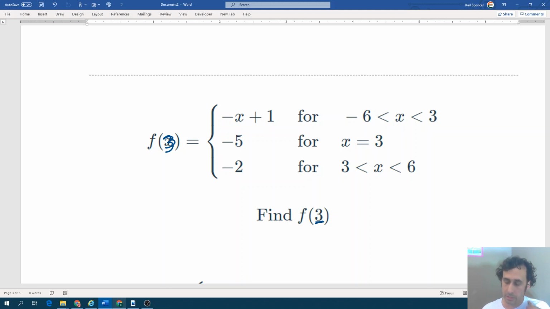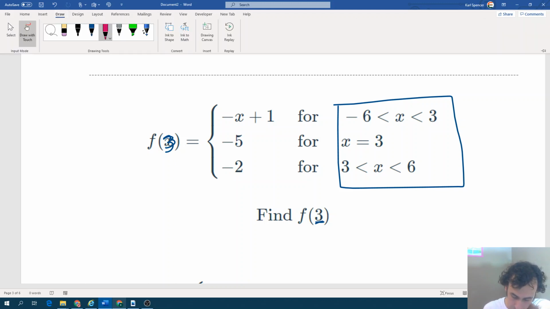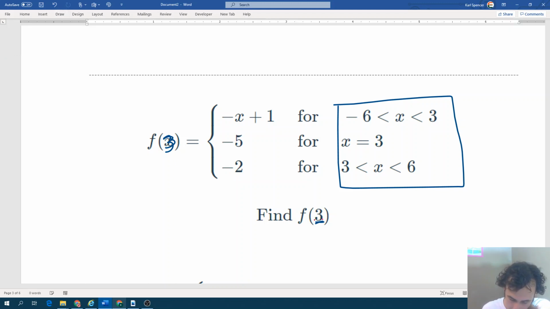Well, the first thing we need to do is figure out which of these 3 equations we're actually going to need to use. So if we're saying when x is 3, we've got to evaluate: does a positive 3 fall within that first interval, negative 6 less than x less than 3? Does positive 3 fall in the interval? No, it doesn't. So we're not going to use the first interval.